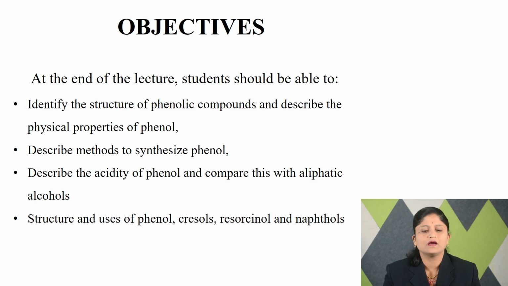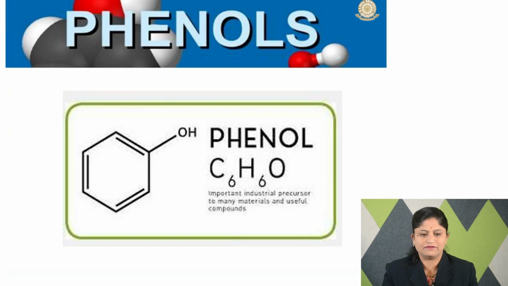the phenols. Now, the objectives and course outcomes of today's lecture: at the end of the lecture, students will be able to identify the structure of some of the phenolic compounds, and describe the physical properties of phenol. They are able to describe methods to synthesize phenol and its derivatives, describe the acidities of phenol and the effect of substituents, and compare the acidities of particular phenol derivatives with the aliphatic alcohols. Then some of the structure and uses of phenol, cresol, and naphthol derivatives.